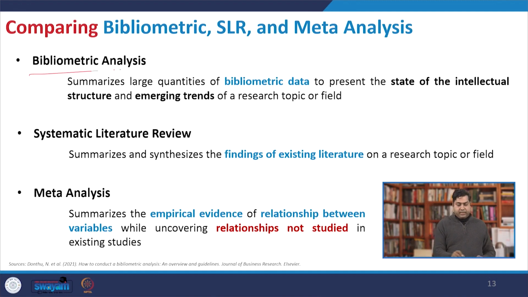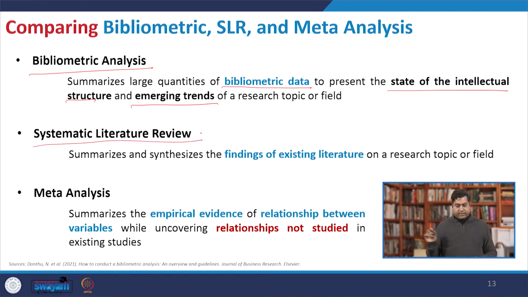So bibliometric analysis summarizes large quantities of bibliometric data. In this case, we are not going to see the content, but present the state of the intellectual structure and emerging trends. So here it is much more on the topic, the publication, the year. We are not looking at the content of the paper, or its methodology. Only with the bibliometric data we are doing the analysis, which is useful to identify the emerging trends.